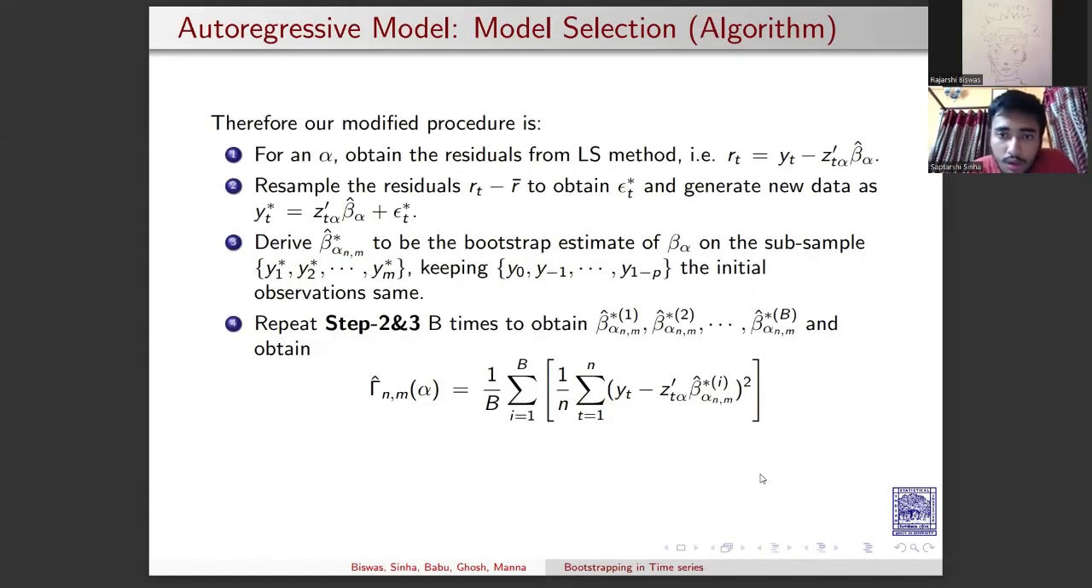Now, for the conditional expectation part, we substitute it with its Monte Carlo approximation by taking B many samples and doing the average. Let us denote that as gamma hat_{n,m}(alpha). Then we minimize gamma hat_{n,m}(alpha) over alpha to get our estimate of the order.